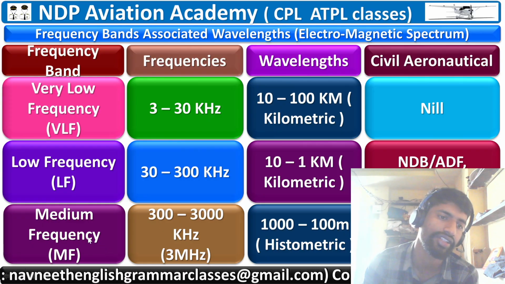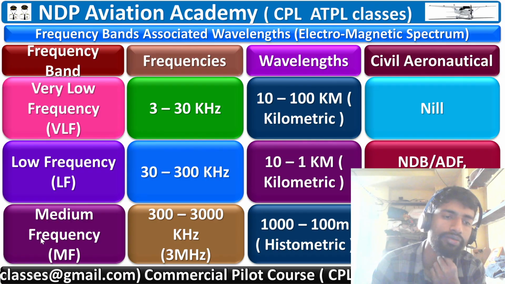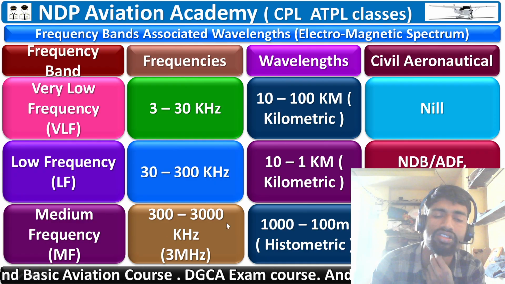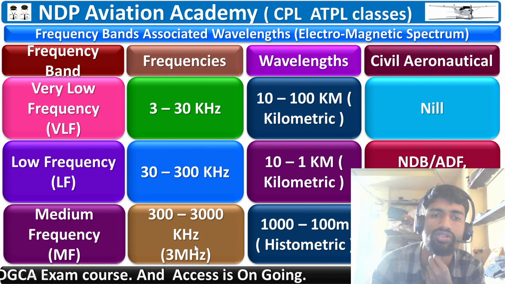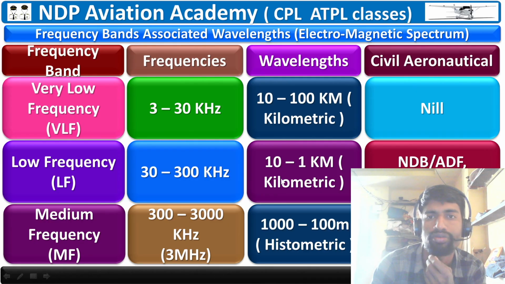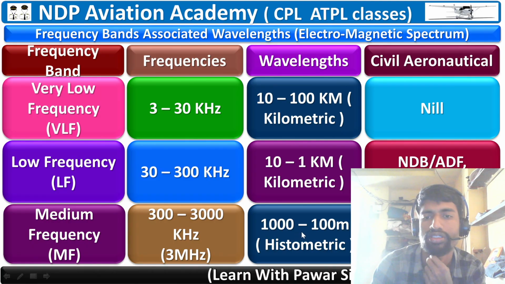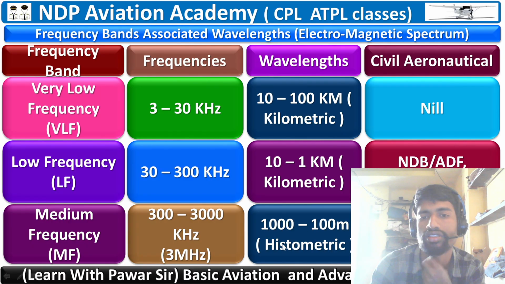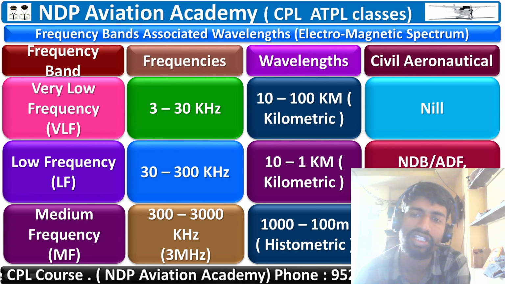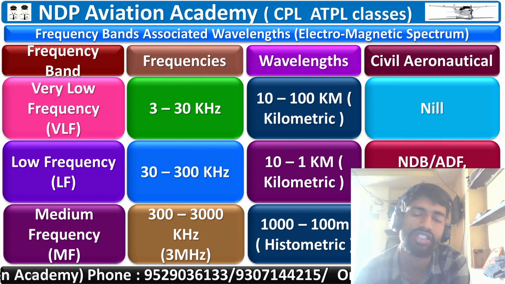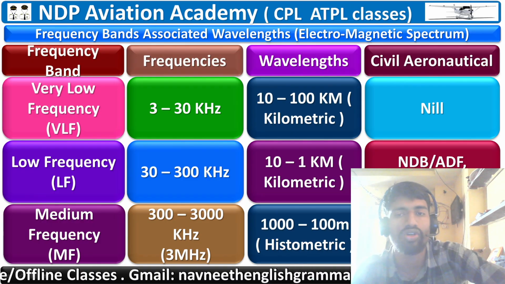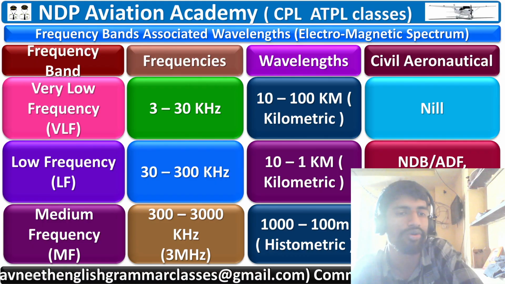Medium frequency, MF, starts from 300 to 3000 kilohertz. You can also say 3 megahertz. So how much wavelength? 1000 meters to 100 meters, hectometric. So this frequency we use also for NDB, ADF, and long range communication. If you want to communicate over long range, at that time we use this medium frequency MF.